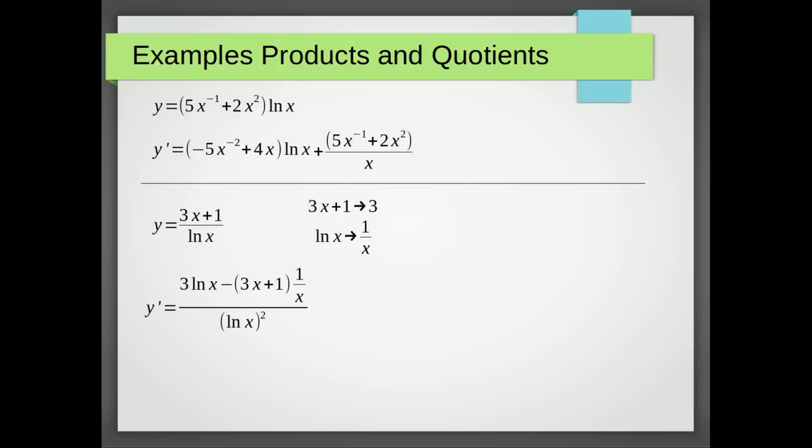Now that looks always a bit messy. I don't like having fractions within fractions, so if we multiply every term by x, the 3 log x becomes 3x log x, the 3x plus 1 times 1 over x, well the 1 over x goes, and the log x squared times x just gives us x log x, which gives us this term here, which although it's still complicated is simpler than the one that we've got above.